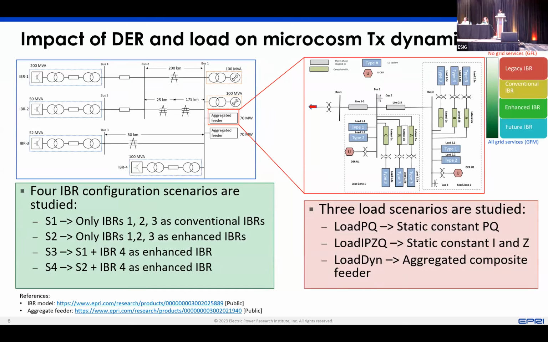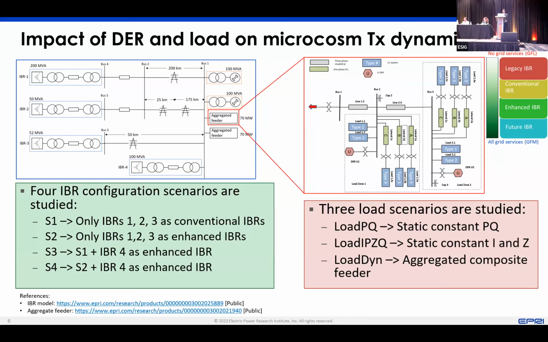Now, we'll walk through a bunch of different studies that we have. We'll start off with this microcosm system, wherein we have a representation of bulk power system connected resources, feeding power through long transmission lines to a load center. The load centers themselves are represented in aggregate. There's a whole bunch of dynamics associated in them. And then we look at a few different scenarios between having conventional IBRs, enhanced IBRs, future IBRs, and also trying to understand the importance of having load representation in different kinds of fractions, different kinds of characteristics.